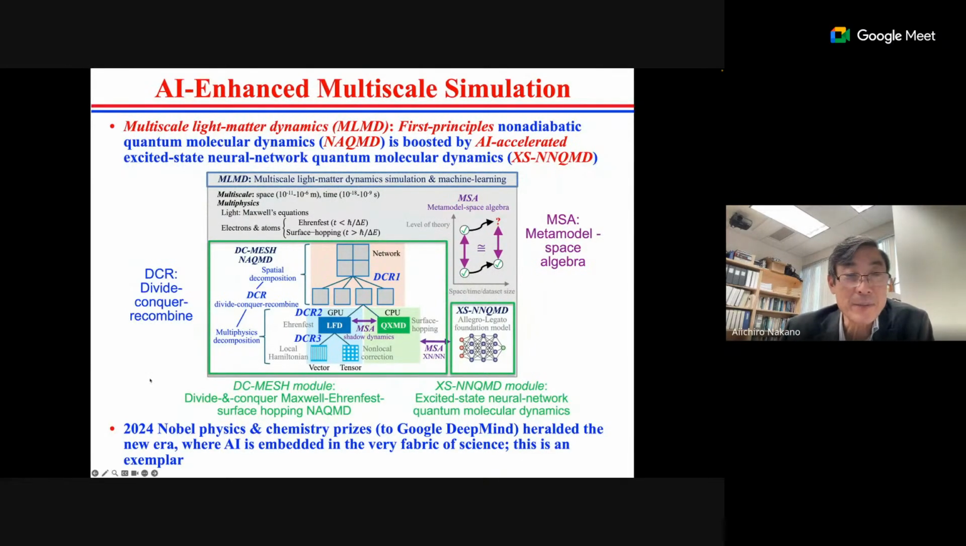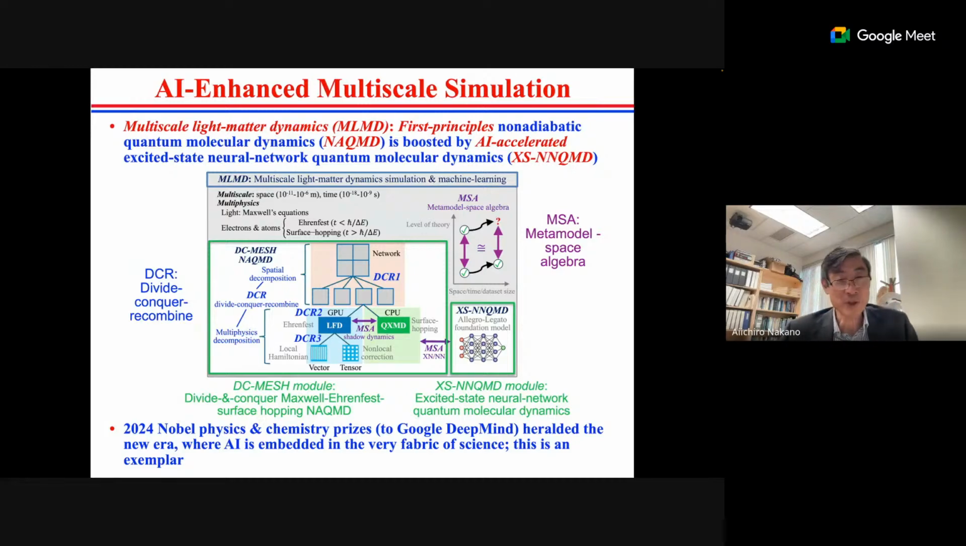Based on this divide-and-conquer-recombine and metamodel-space-algebra paradigm, we have developed multiscale light-matter dynamics software. In this MLMD software, the spatiotemporal scales of first-principles non-adiabatic quantum molecular dynamics are boosted by AI-accelerated excited-state neural network quantum molecular dynamics. MLMD software consists of two modules: a DC-MESH module for non-adiabatic quantum molecular dynamics and an excited-state neural network quantum molecular dynamics module.